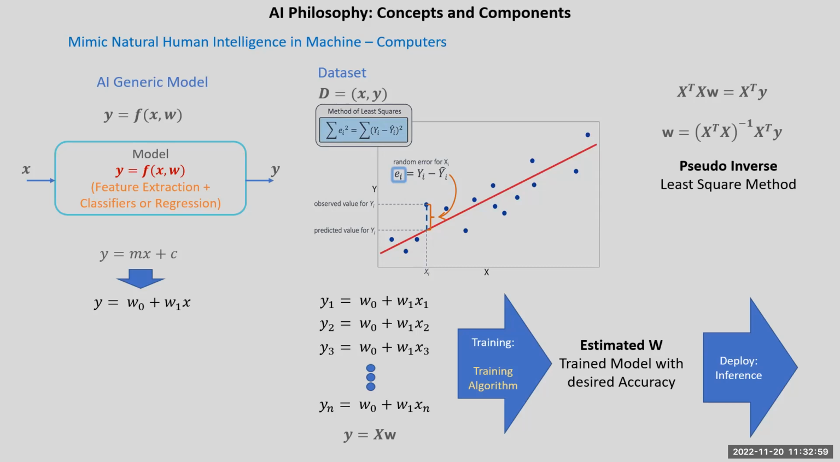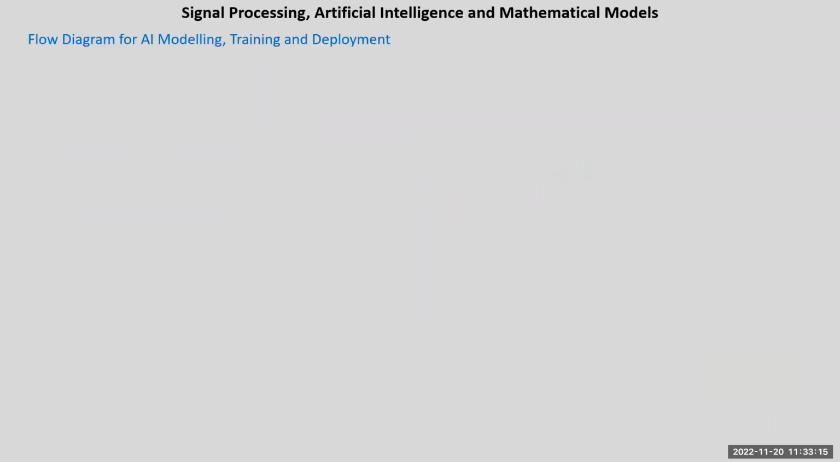Here there is one important point. The training process is not that straightforward, because the first time you may not get the desired accuracy or error, and therefore it is an iterative process, which we'll see in detail in the next lecture. Now we'll see the overall flow diagram of AI modeling, training and deployment.